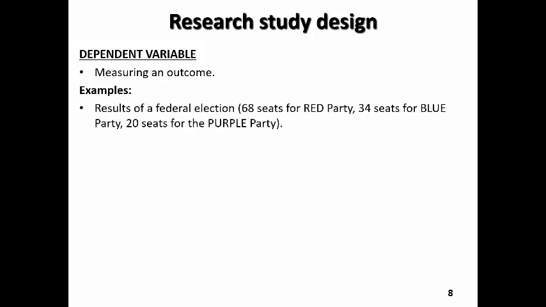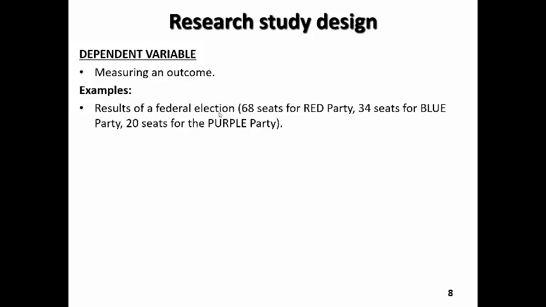A couple of other very important definitions to understand when it comes to research study design and measurement is that we have to first determine what the outcome measurement of interest is, and that's what we call the dependent variable, and we'll work through an example here. So in this example, imagine if we're interested in the outcome, the results of a federal election. Now, these are not real political parties, but I'm just using colored terms here to indicate three different political parties.